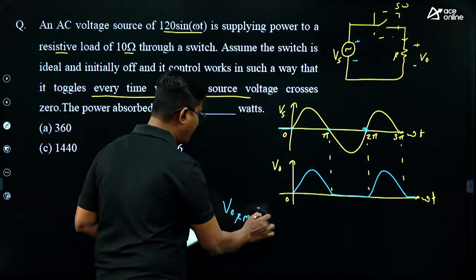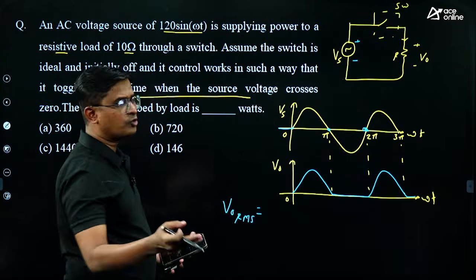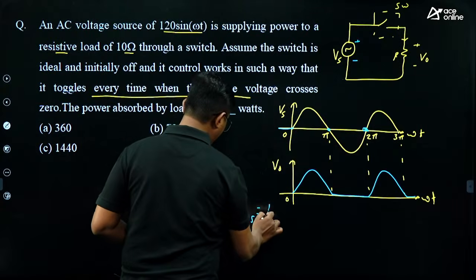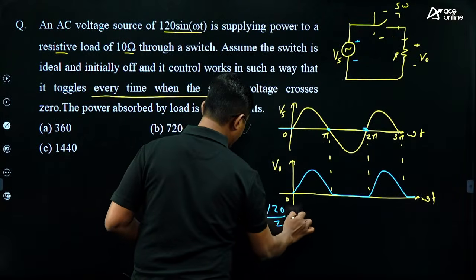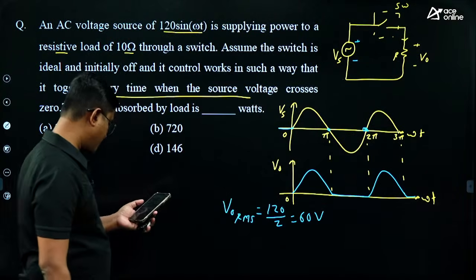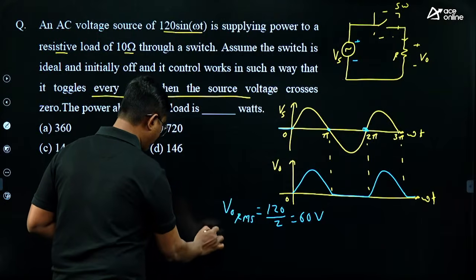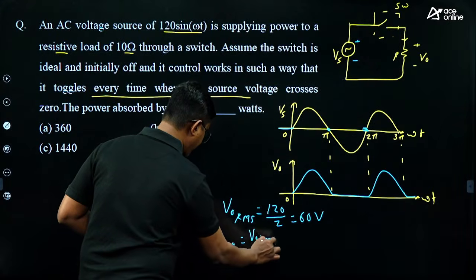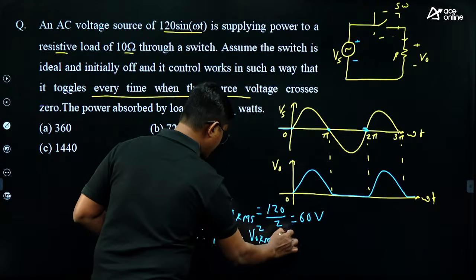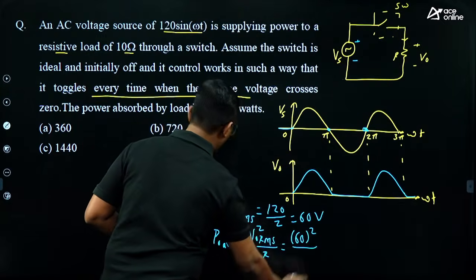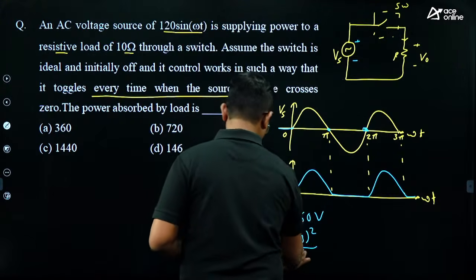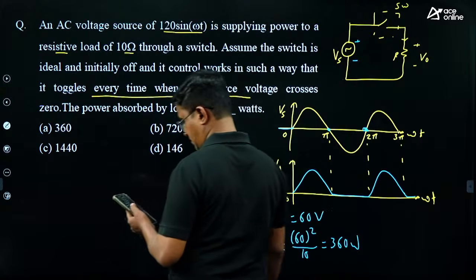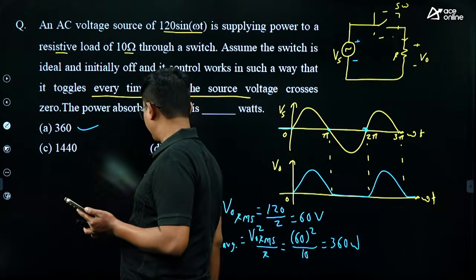Now what is the V0 RMS for a half sinusoidal signal? V0 RMS is equal to amplitude by 2, right? What is the amplitude? It is the peak value 120, upon 2, that is equal to 60. V0 RMS is equal to 60 volt, alright? So therefore can I write load power equal to V0 RMS square upon R. So you can check it as 60 square upon R. R is 10. So it is equal to 360 watts. Fine, 360 watt. So the answer is option A.